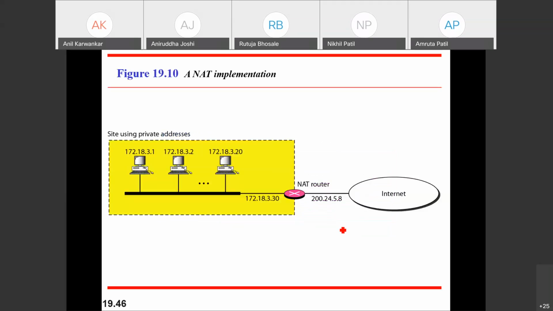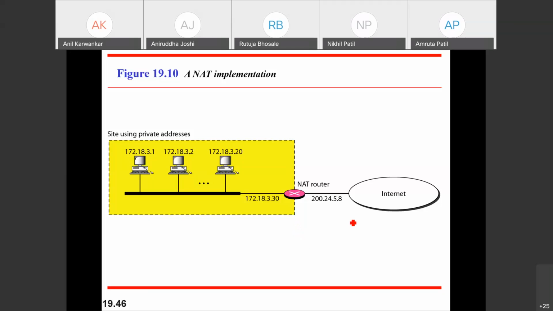This is the typical example. These are all the private IP addresses, which are assigned to our sub network. The Internet service provider is providing us a public domain IP address. So all these internal IP addresses will utilize one single public domain IP address, that is 200.24.5.8, and only then will it get connected to the internet.